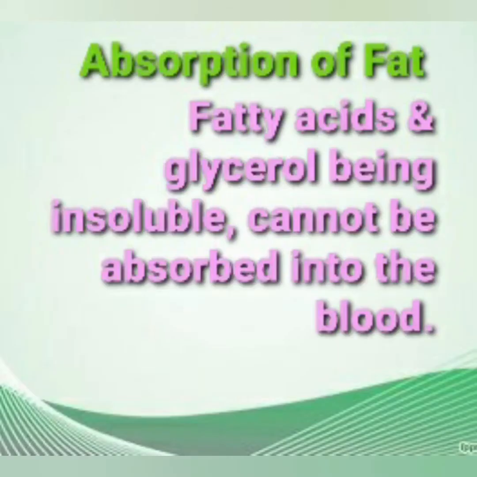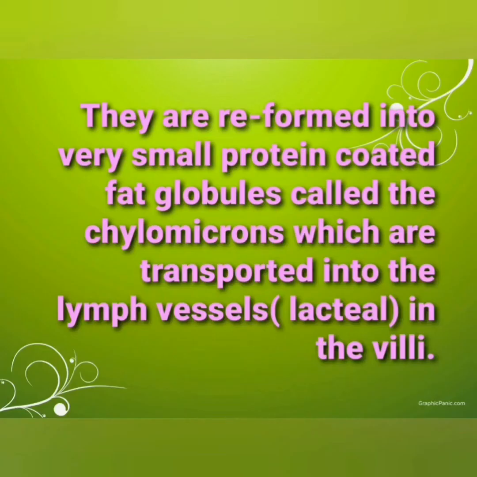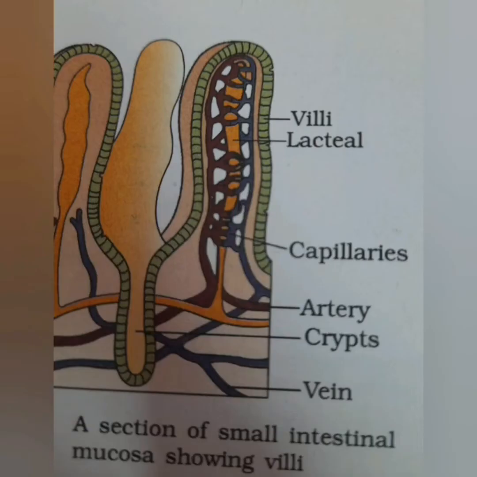Now about the absorption of fat. Fatty acid and glycerol, being insoluble, cannot be absorbed into the blood. They are first incorporated into small droplets called micelles, which move into the intestinal mucosa. They are reformed into very small protein-coated fat globules called chylomicrons, which are transported into the lymph vessel, that is the lacteal, inside the villi.